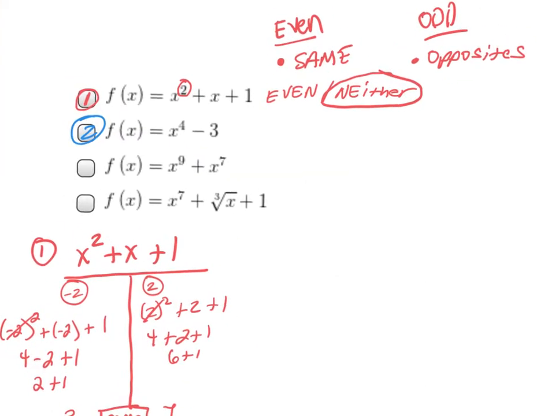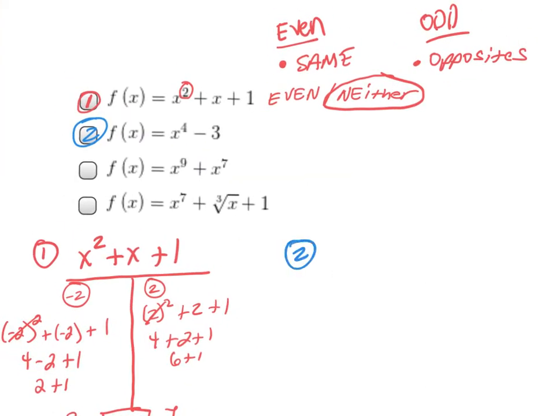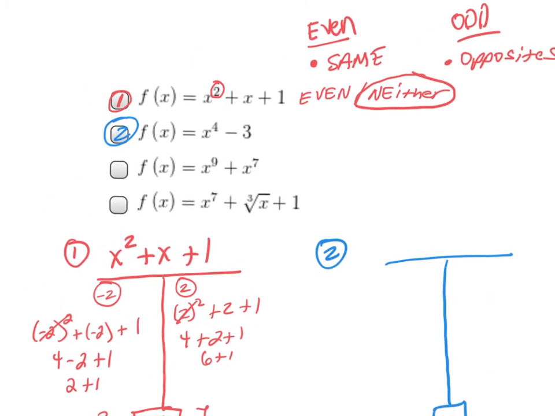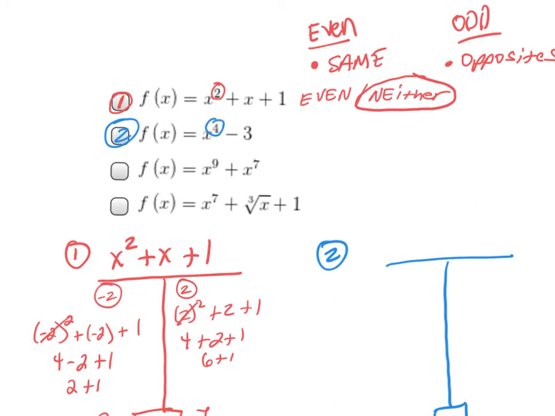Okay, so for number 2, we're going to set up the same way. Look, I want it set up the exact way that I'm showing you guys how to do it. What are the possibilities for this function? What are the two possibilities? It can be what or what?